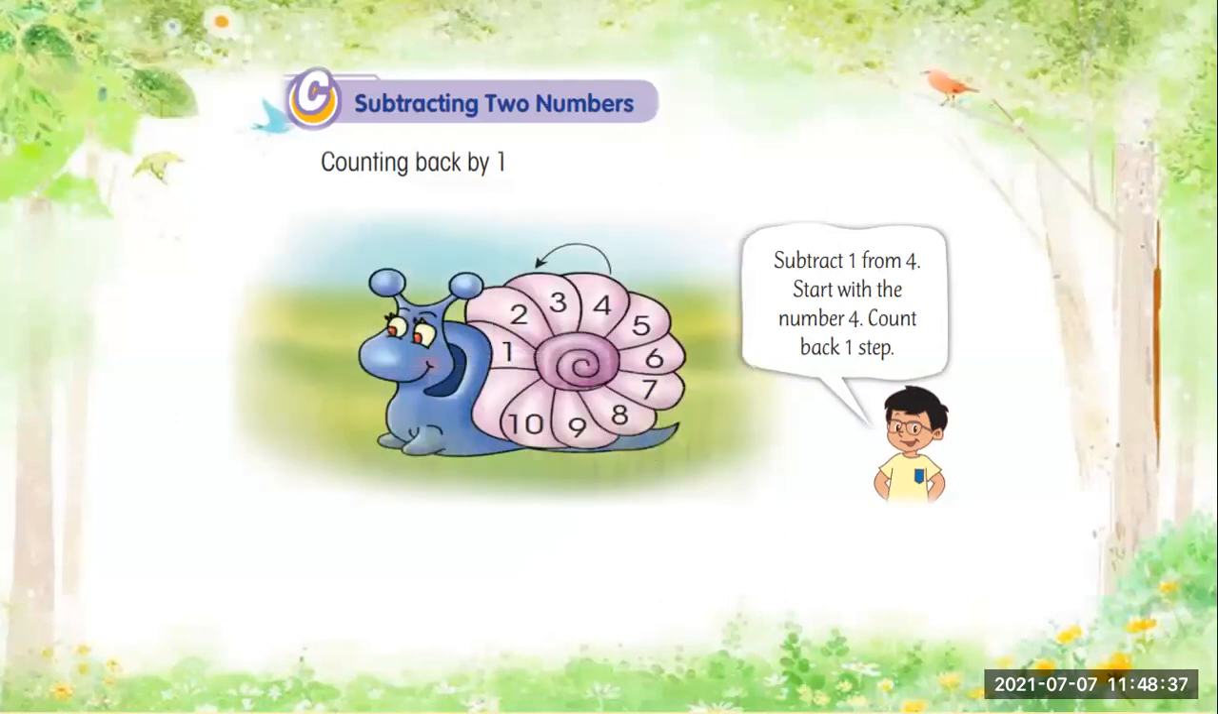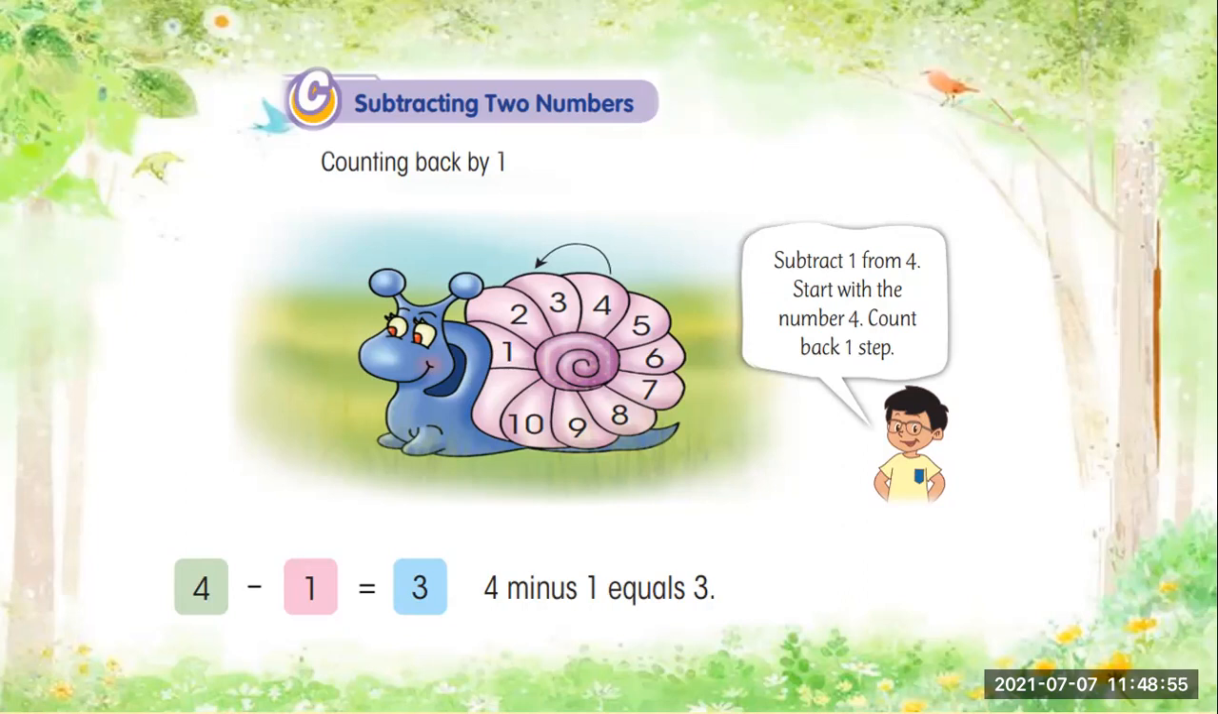So let's say, for example, here is the snail. Can you see the snail? As you can see here, there are 1, 2, 3, 4, 5, 6, 7, 8, 9, 10. Now, subtract 1 from 4. So 4 minus 1 is equal to 3. This is how we write the subtraction sentence. 4 minus 1 is equal to 3, and we read this as 4 minus 1 equals 3.